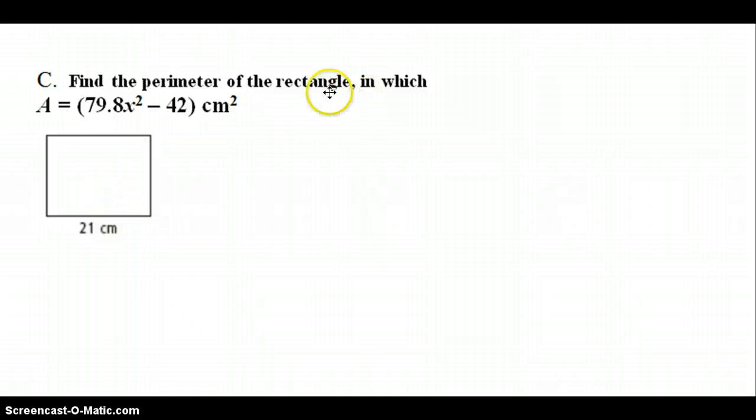The area is given as an expression containing x. And so we have to do a little bit of work first. Here is what the perimeter formula of a rectangle is: 2 times the base plus 2 times the height. Well, in order to find the perimeter, I need to know the base and the height. We could call this 21 centimeter side the base, so we know the base. So our perimeter is 2 times 21.